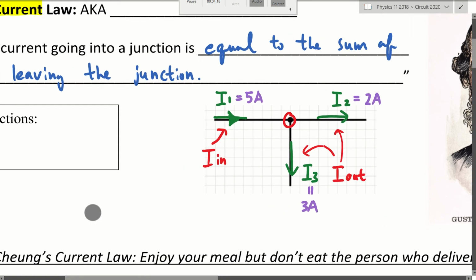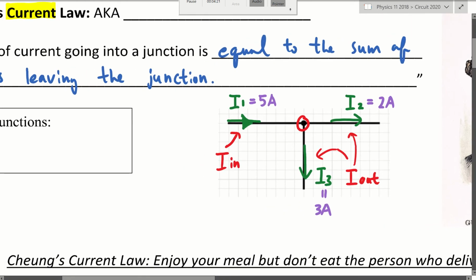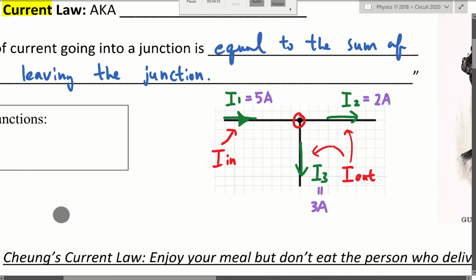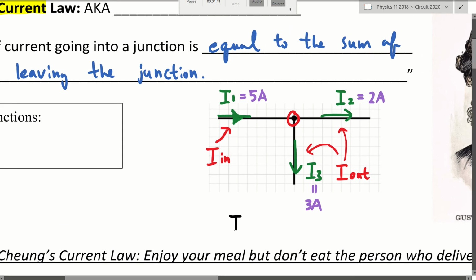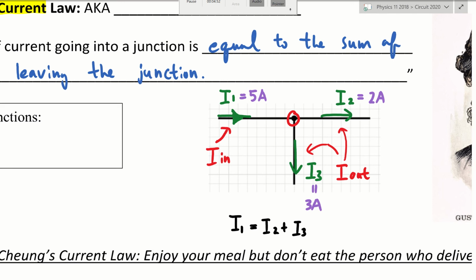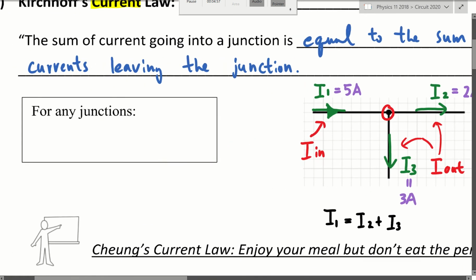No, right? The amount of electrons going into a junction should always equal the amount of electrons coming out of a junction. You can change the word electron to anything. The amount of cars going into a junction should equal the amount of cars exiting that junction. That makes sense. If it is not equal, then it will be very confusing. So this law is basically saying that, in this case, I1 must equal I2 plus I3, just because anything going into a junction, in terms of the amount of electrons, should equal the amount of electrons coming out of it.